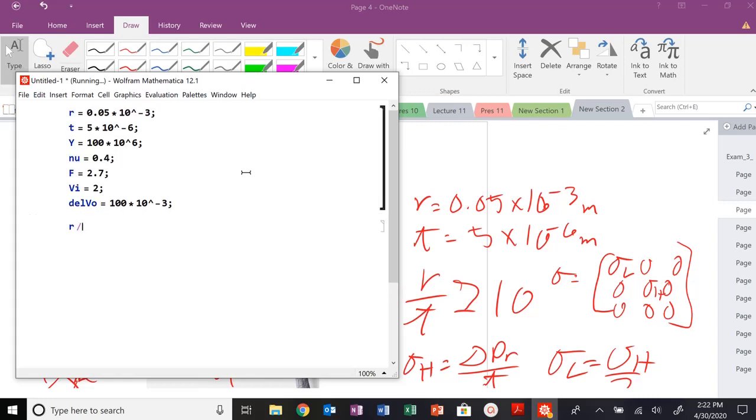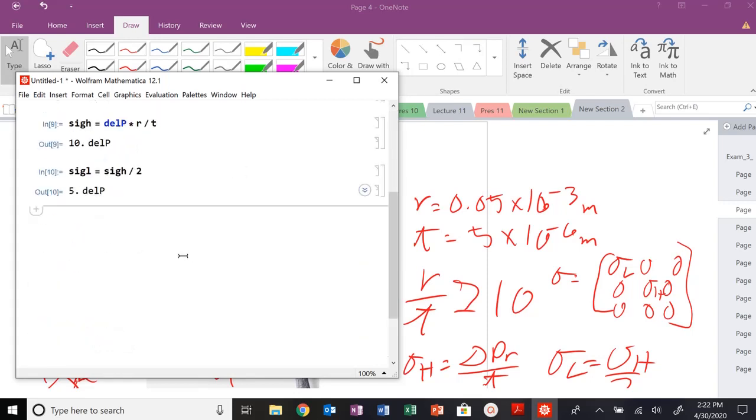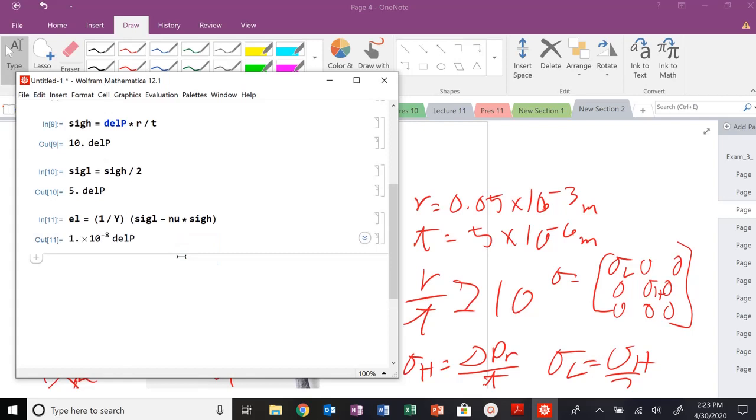So let's check that we are in a thin walled pressure vessel before we go any further. What's our R over T value? There we go. So we are a thin walled pressure vessel, so del P times R divided by T. Sig L is equal to sig H divided by 2. We know our E sub L is equal to 1 divided by Y times sig L minus nu times sig H. And our E sub 1 is equal to E sub L.